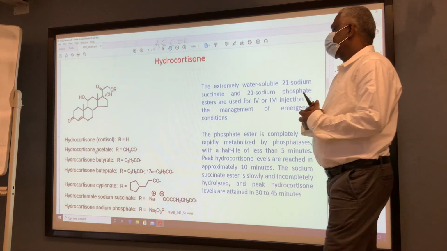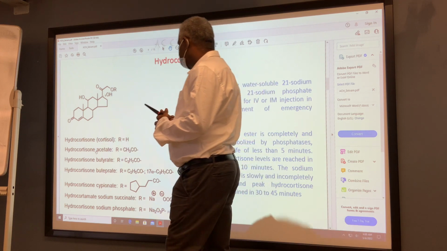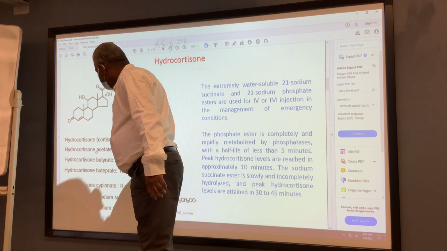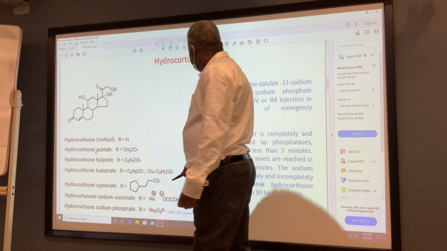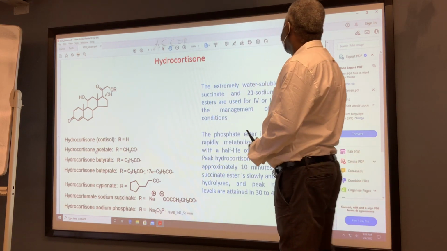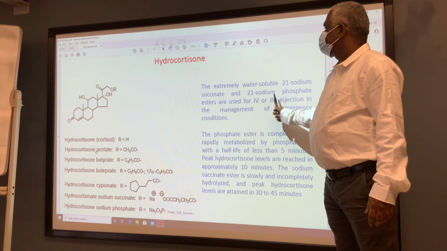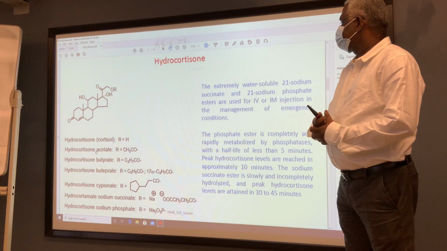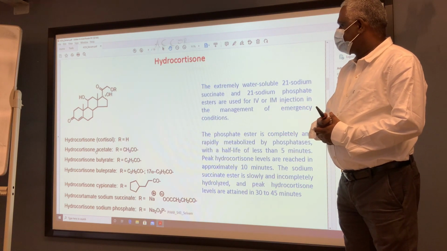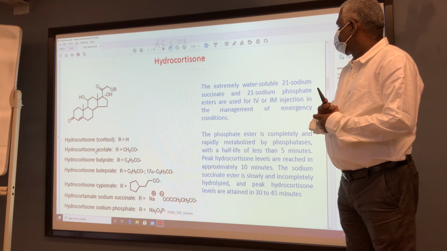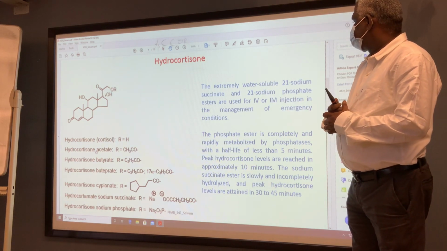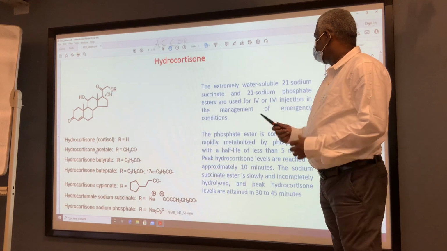Hydrocortisone has 2 salts or prodrugs that are water soluble. So sodium succinate is freely soluble in water, and the phosphate is freely soluble in water. So those 2 are suitable for only injection, IV and IM, not for tablet. So succinate is not suitable for tablet, and phosphate also not suitable for tablet. Those 2 are suitable for IM and IV.